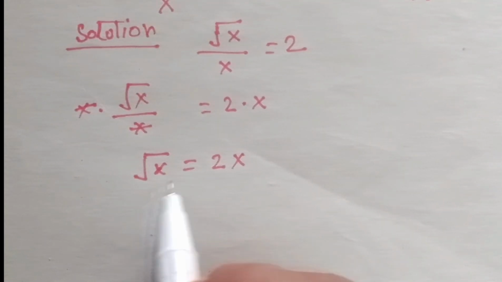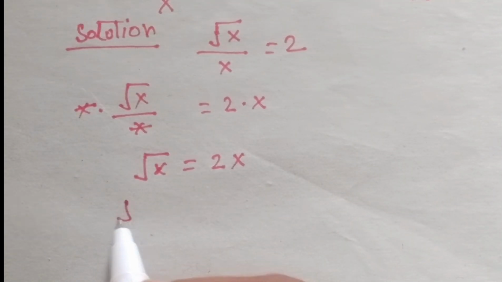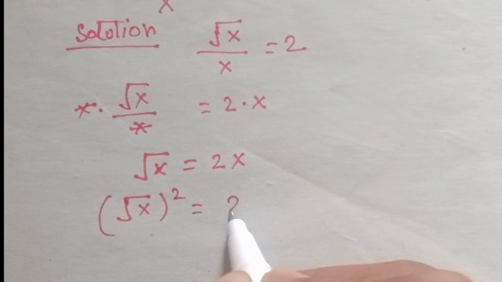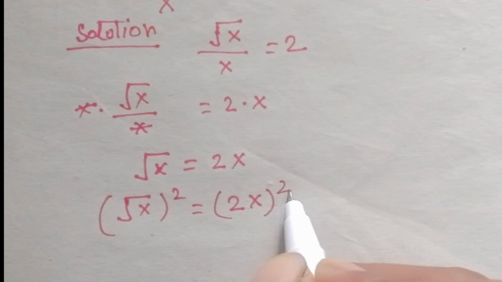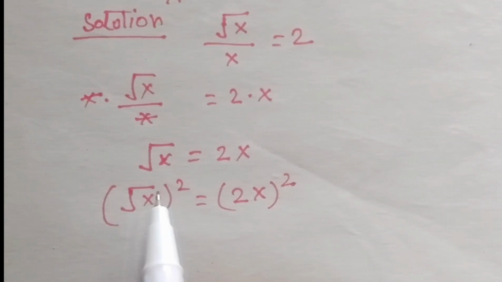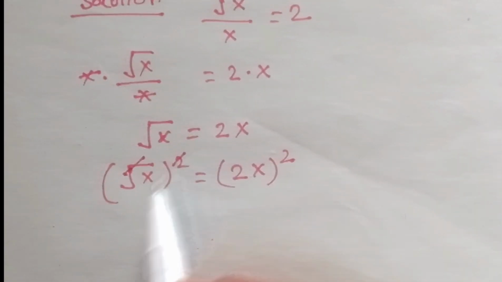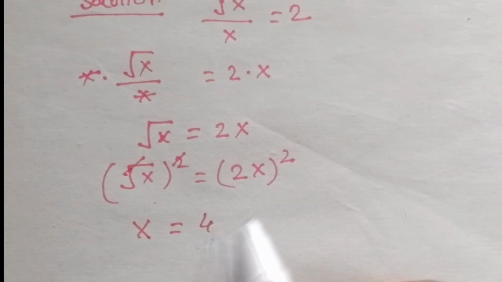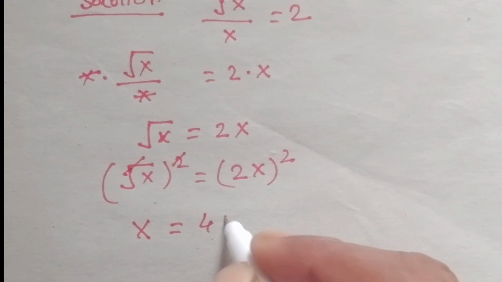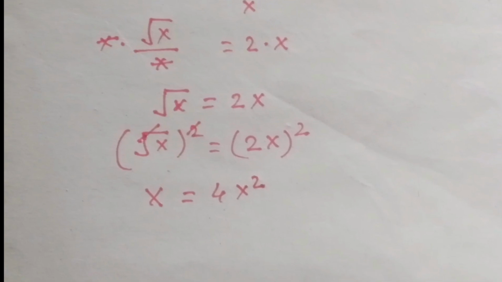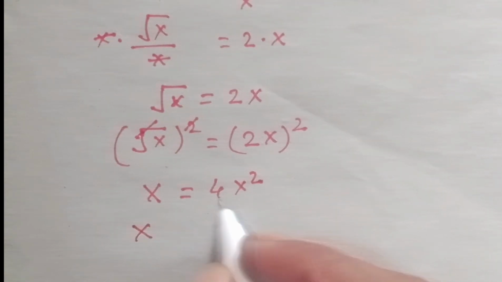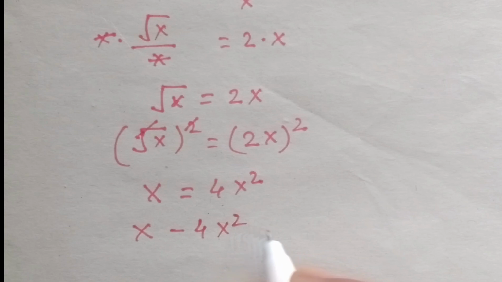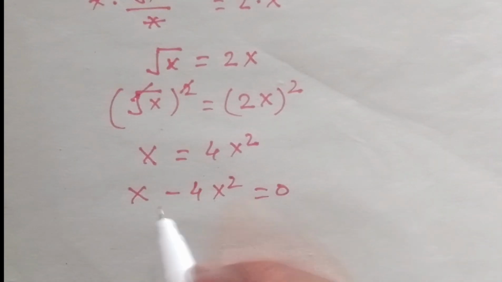Now I square both sides. So square root of x, squared, is equal to 2x, whole squared. The square root will be cancelled by the square. So we can write x is equal to 2 squared x squared, which is 4x squared.